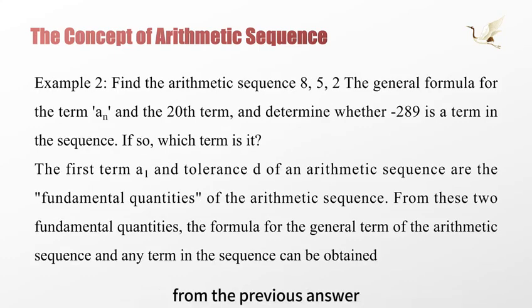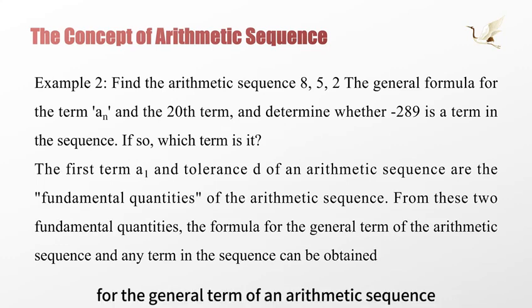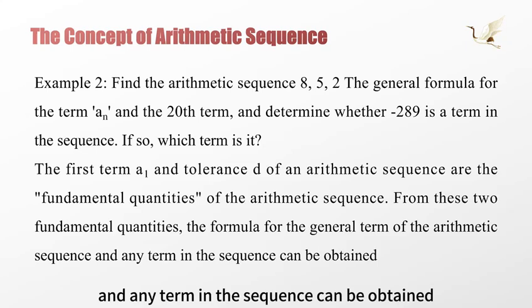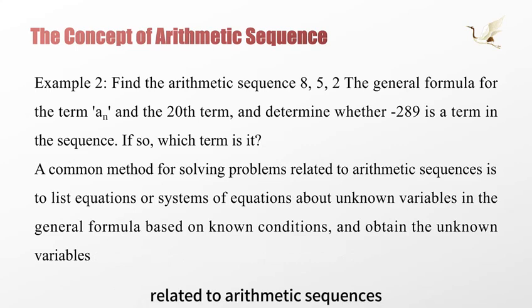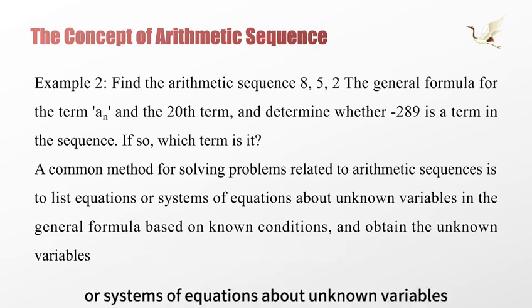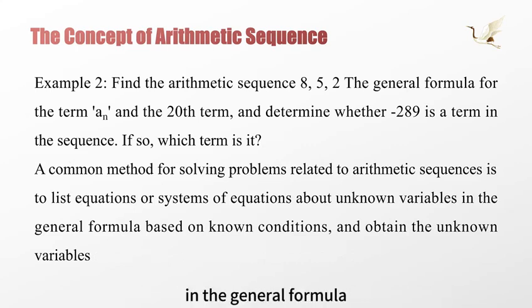From the previous answer, we know that the first term a 1 and common difference d of an arithmetic sequence are the fundamental quantities of the arithmetic sequence. From these two fundamental quantities, the general term formula and any term in the sequence can be obtained. The common method for solving problems related to arithmetic sequences is to set up equations or systems of equations about the unknown variables in the general formula based on known conditions, and solve for the unknowns.